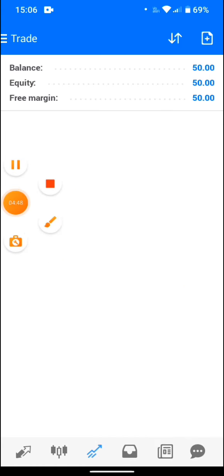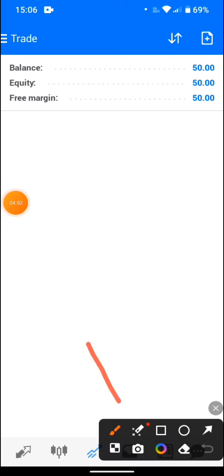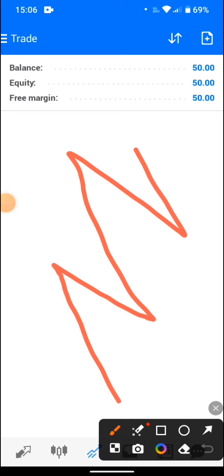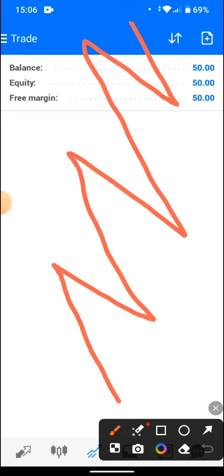The higher high is called resistance. The higher low is called support. So higher high, higher high, higher low, higher high, higher low, higher high. Now in this particular case, this is our higher low. This is our higher high.